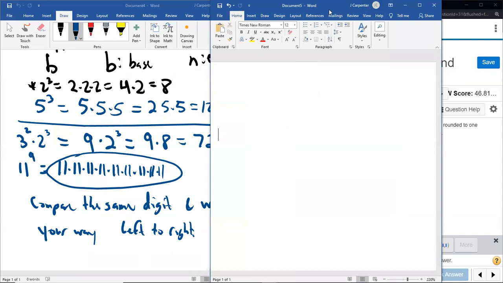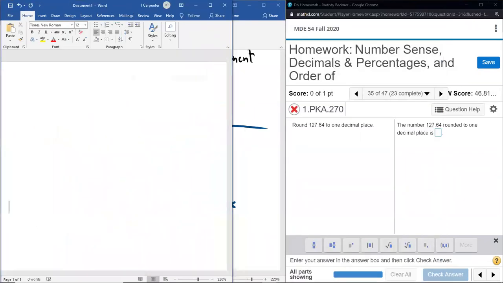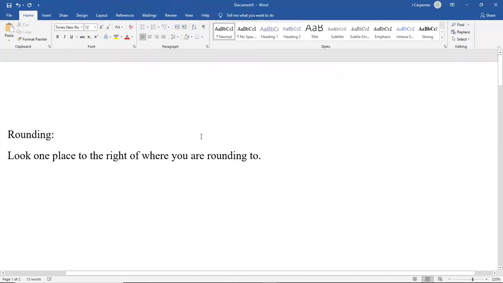New document, that's how we'll fix it. Enter 10 million times. Scroll back up. Here we go. So rounding, how do we round? If you're asked to round to a specific decimal place, you have to look one place to the right of where you are rounding to. I'll maximize this for now. You look one place to the right of where you're rounding to.